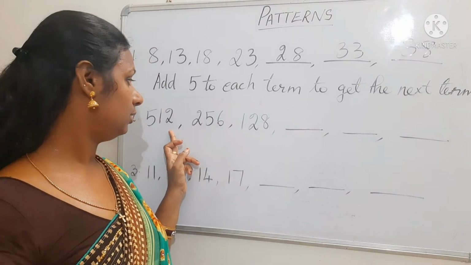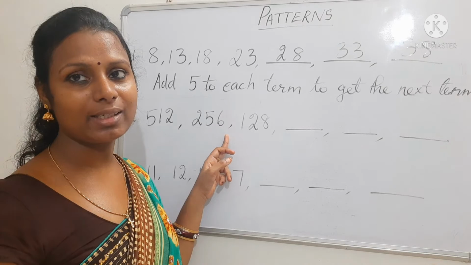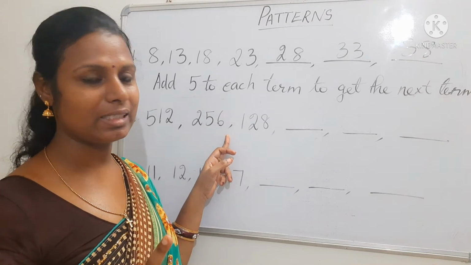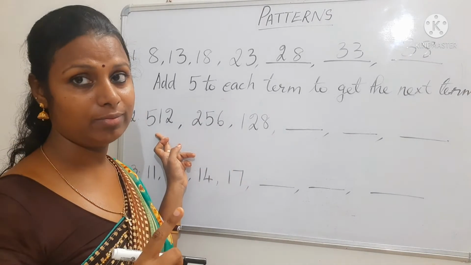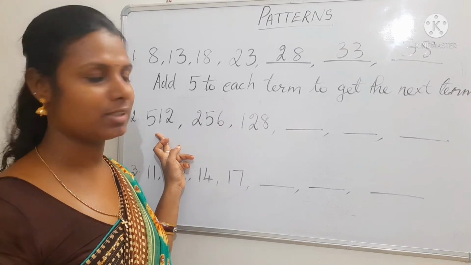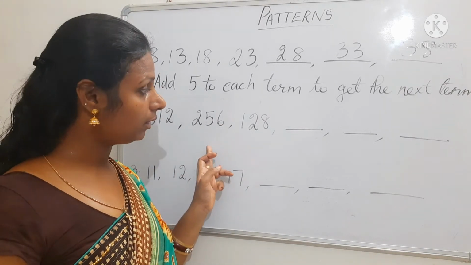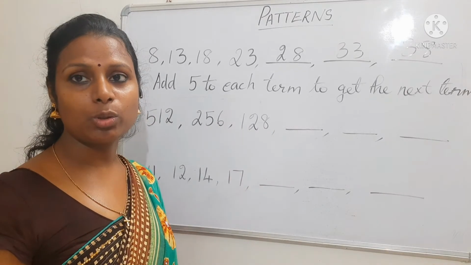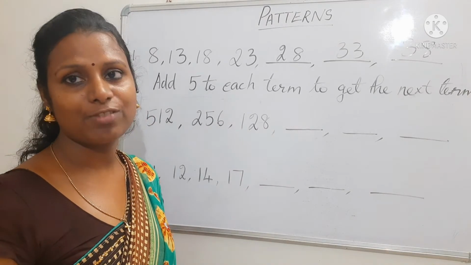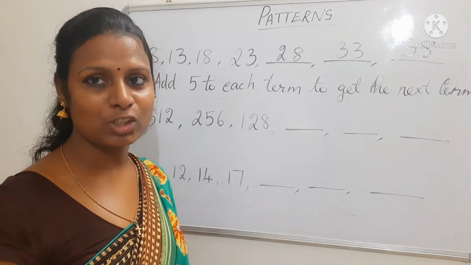512, 256. Are the numbers increasing or decreasing? The numbers are decreasing. यहाँ number कम होते जा रहा है. 512, that also with greater difference. Here 512 and 256, and then 128. So it should be subtraction, otherwise division.